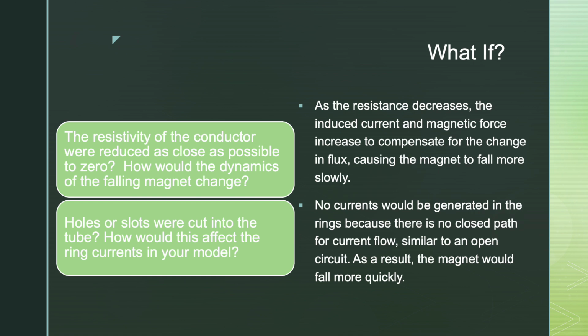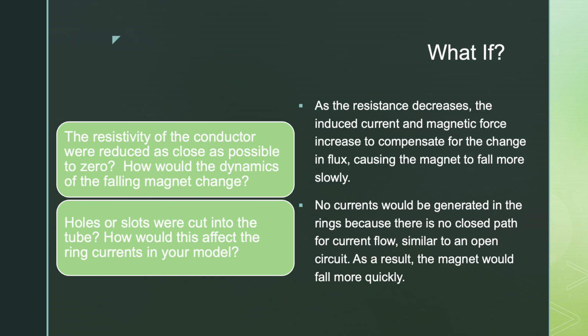And then what ifs. There are two what if questions for this lab. What if the resistivity of the conductor were reduced as close as possible to zero? How would the dynamics of the falling magnet change? If the resistance of the conductor decreased, then the induced current and the magnetic force would increase to compensate, because the change of flux would alter, and this would cause the magnet to fall even slower.